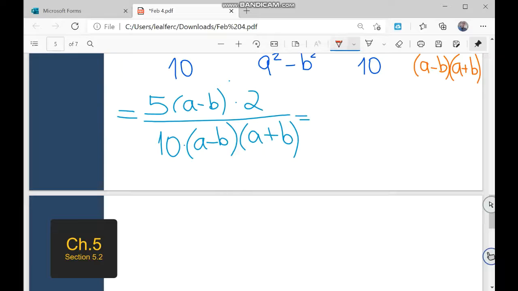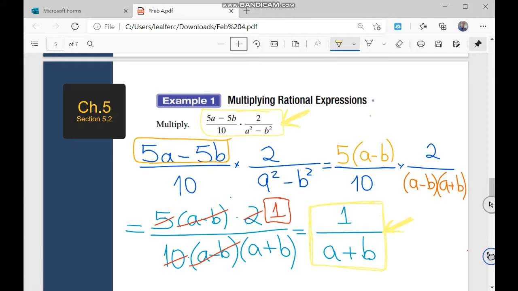Well, I think we can simplify. Pretty clear, right? A minus b is the same as a minus b. You can simplify. And what about this one? 5 times 2. 5 times 2 is 10. 10 divided by 10. Right? This is the result.